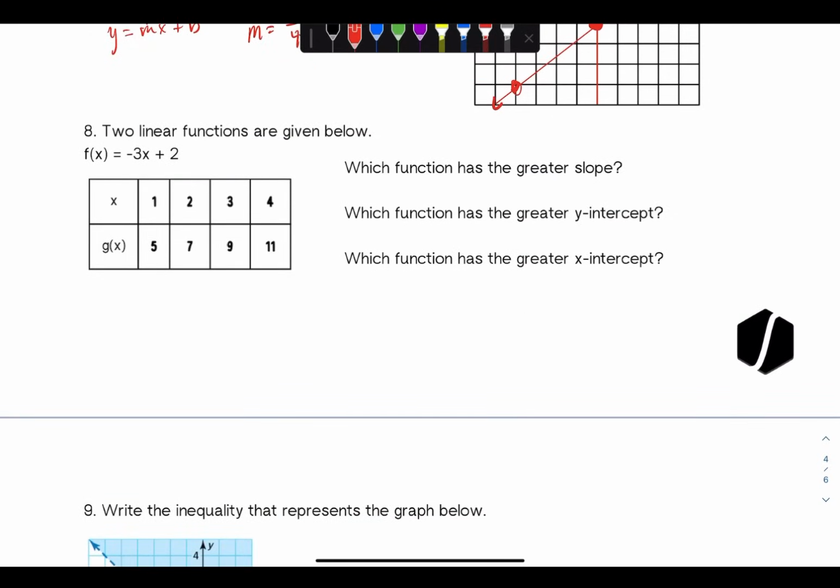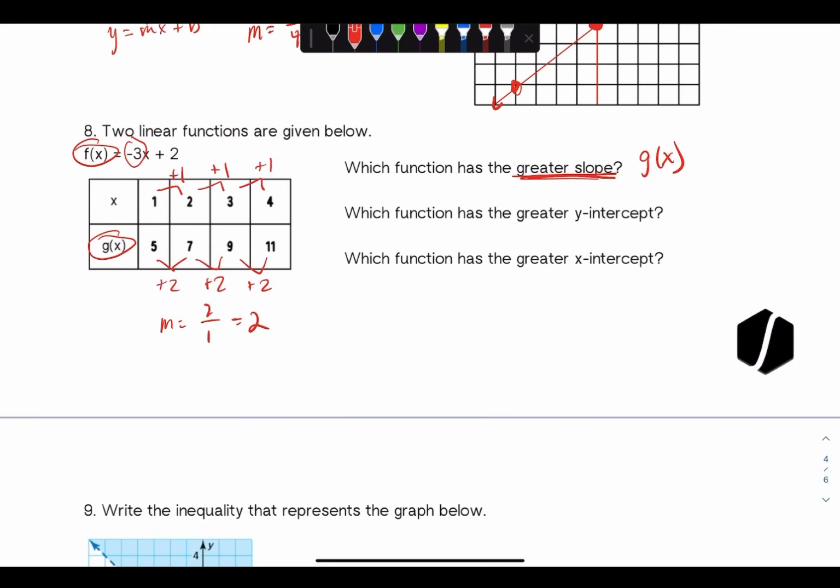All right, number 8. So 2 linear functions are given below. We've got f of x and we've got g of x. Which function has the greater slope? All right, so we know that the slope of f of x is -3. For the slope of g of x, we want to know the change in y over the change in x. So how is y changing? Well, we're increasing by 2. And the x's are increasing by 1. And so our slope here is going to be 2/1, which is just 2. So which one's greater? Well, that's going to be g of x.